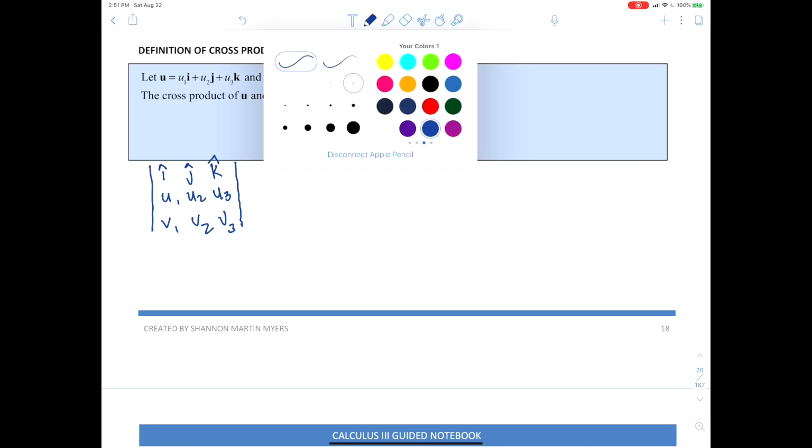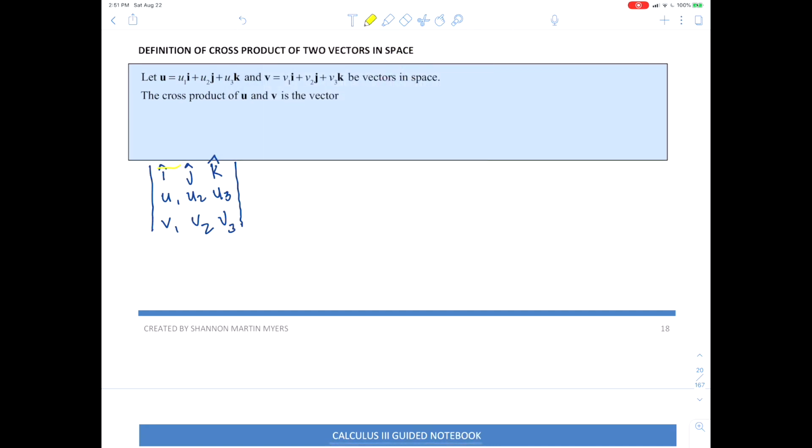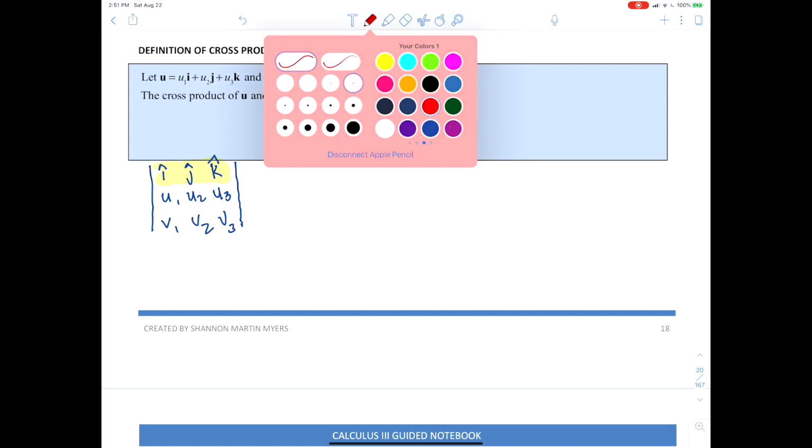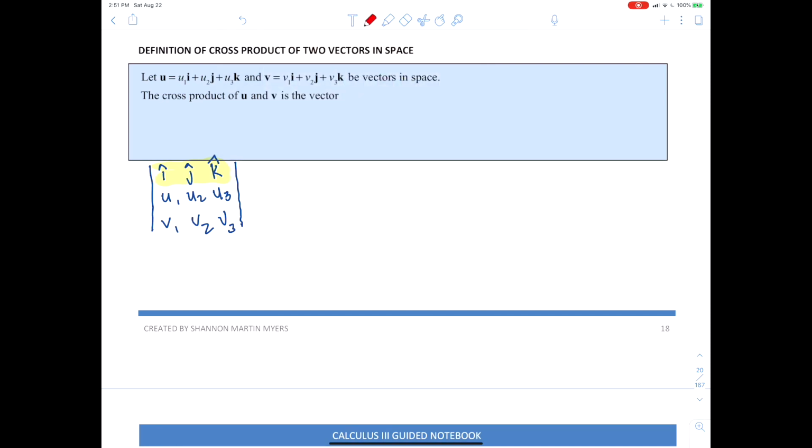I'm going to expand about this row here. When you do that, due to cofactors, you end up alternating signs. What we want to do is break this up into three 2x2 determinants that are being added or subtracted. Good so far? So let's do it.